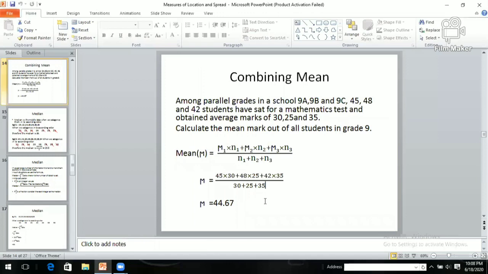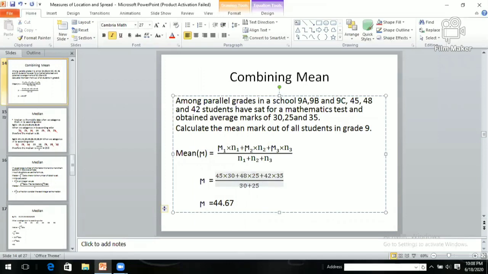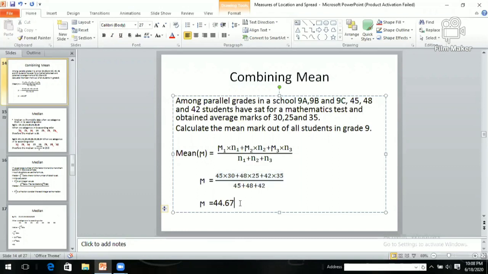So this value should be how much? The number of information should be 45 plus in other class 48 plus the other class 42, right? Then let's see what would be our final answer. Let's work out and see what would be the answer, right?